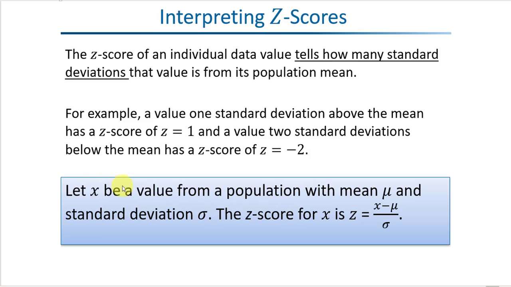So let x be a value from a population with the mean of mu and the standard deviation sigma. Then the z-score is found by getting the value of x, the data value, subtract the mean, and then divide by the standard deviation, sigma.